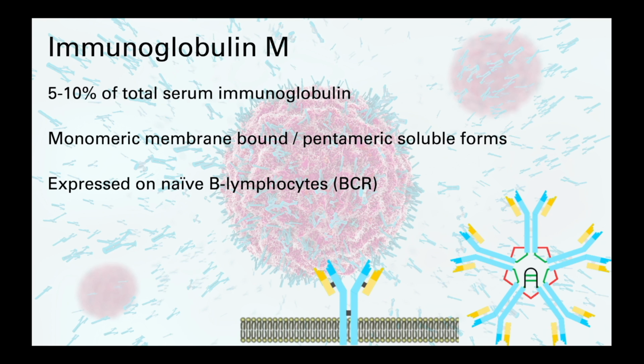Immunoglobulin M, or IgM, typically makes up about 5 to 10% of the total serum antibody. So remember, antibody can circulate in the bloodstream or can be expressed on the surface of B cells as its B cell receptor. And IgM as a monomer is often expressed as the antigen receptor on naive B cells, so B cells that have matured but have not yet encountered their antigen. It is typically the first class of antibody released during the primary immune response.